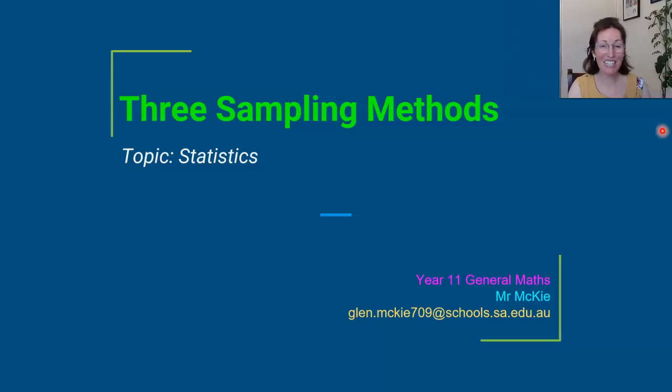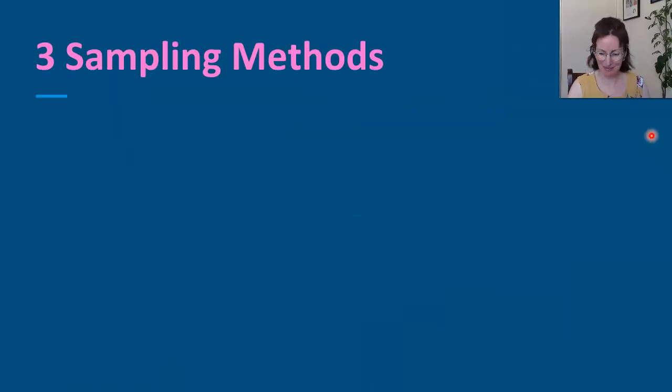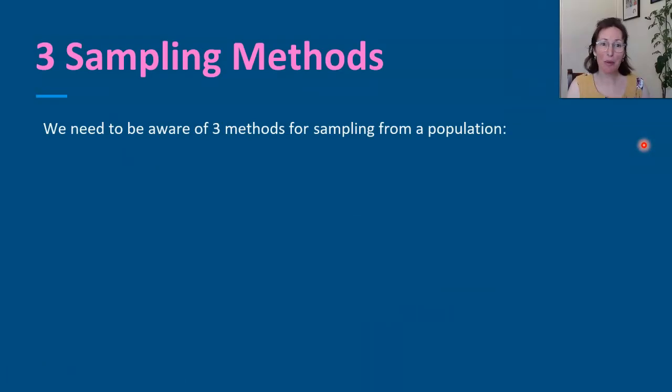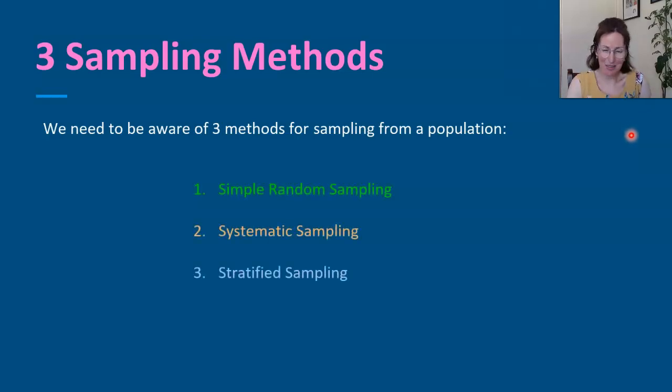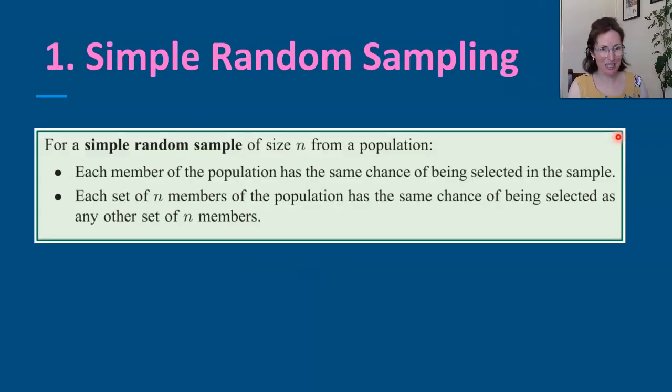Hello, I'm Glen McKie, and in this video we're going to look at 3 sampling methods, or sampling, depending on what state you're in, it might depend on how you pronounce that. Okay, so this is within the topic of statistics. So we need to be aware that there are 3 methods of sampling from a population. And here's what they're called: simple random, systematic, and stratified. Let's work through each of those.